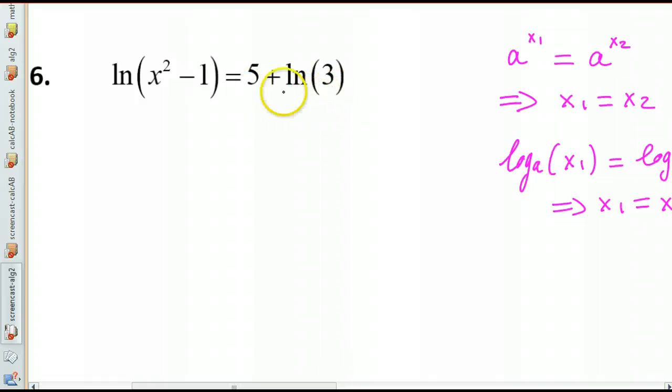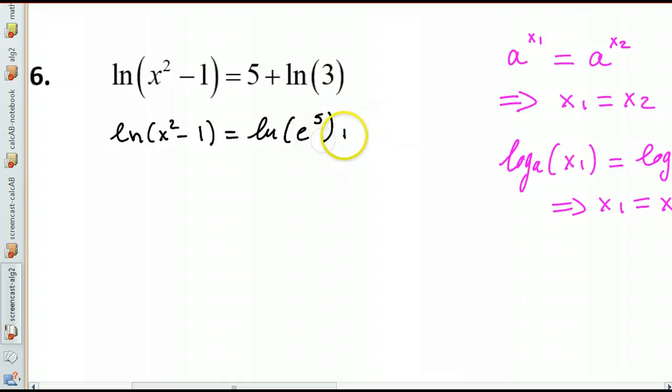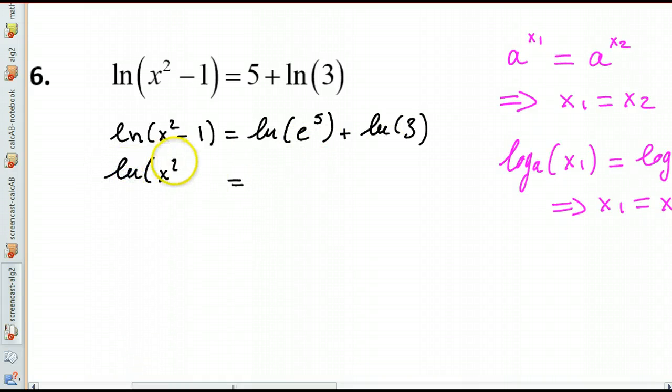On the right side, I don't have a log, but hey, we just did some problem where we wrote everything as a single log. So let's rewrite the right side as a single log. So you have ln of x squared minus 1 equals, so what's the base right here? The base is e. So 5 is the same as ln of e to the 5th power, plus ln 3. Now let's put these two together. So on the left I still have ln of x squared minus 1 equals ln of, so this is a sum of logs, that's a log of a product, 3e^5.